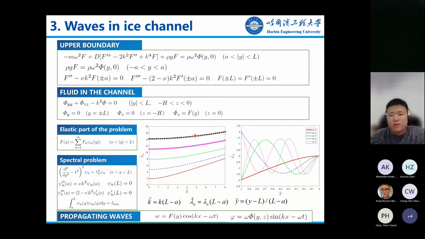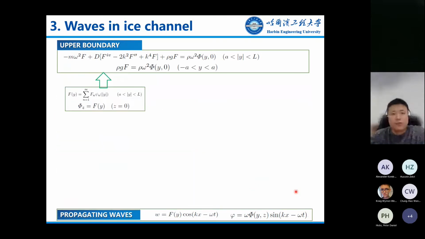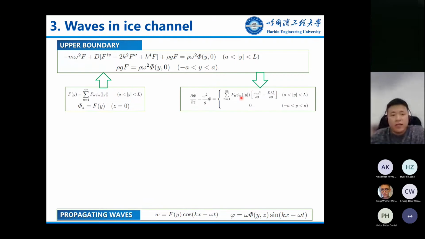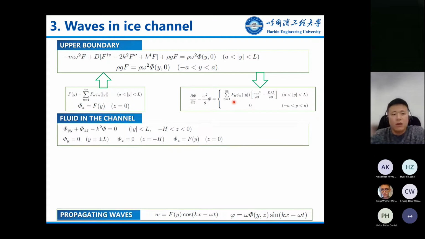We can plot the curves of the eigenvalues lambda n varying with the wave number, and the eigenfunctions for a given wave number. Here the parameters are non-dimensional. Substituting the series of the ice deflection across the channel into the upper boundary condition and considering the linearized kinematic condition, we can get the integral condition at the upper boundary. Here the coefficients Fn are undetermined.